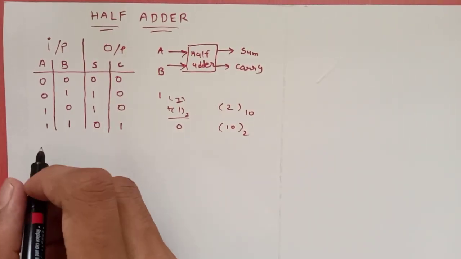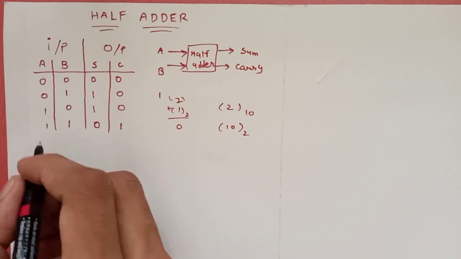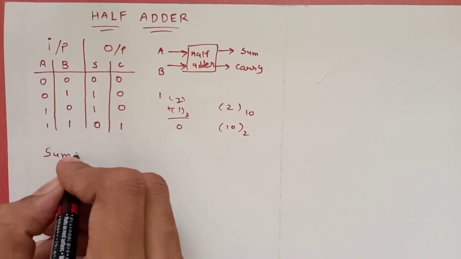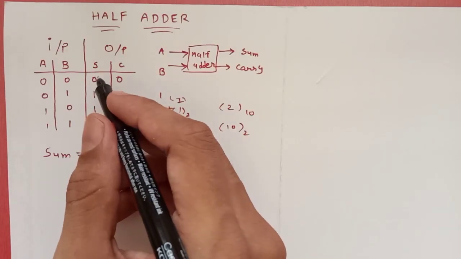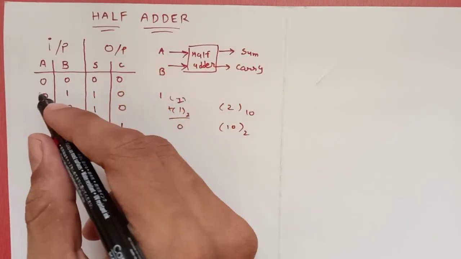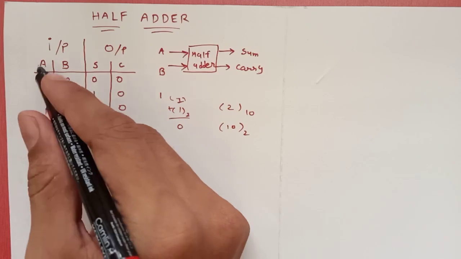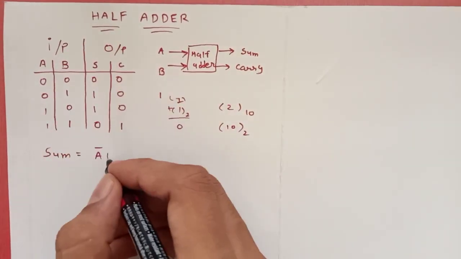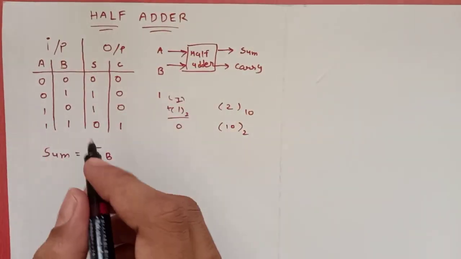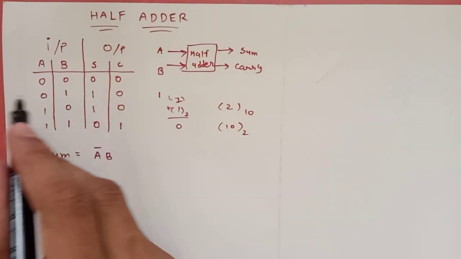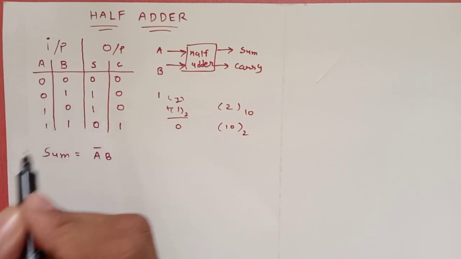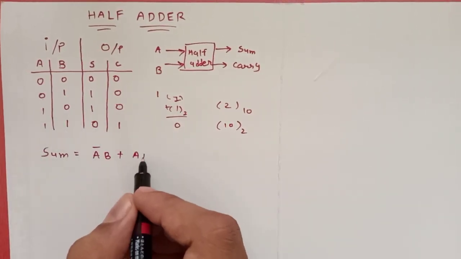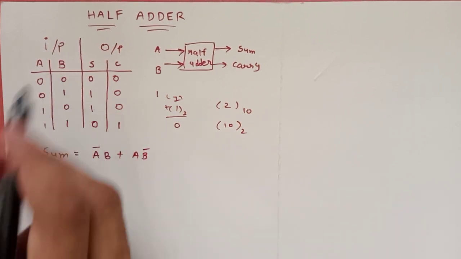Now check the output, and the output is sum and carry. For sum, where the sum is 1, for 0 it is not checked. For the row with A 0 and B 1, it is A bar B, where 0 is represented by A bar and 1 is B. So we can write sum is equal to A bar B for this expression, and for the other expression it is A B bar, because 0 is at the B position.